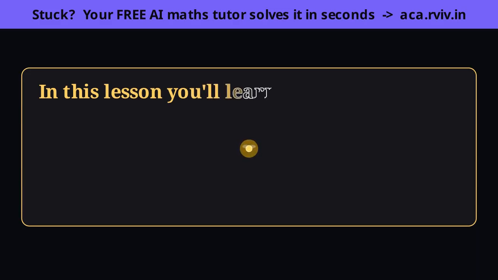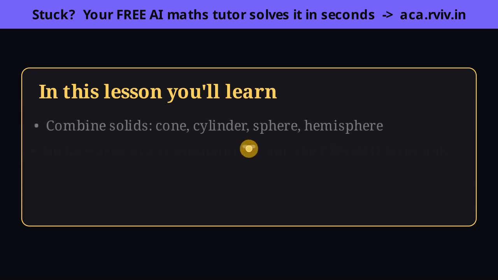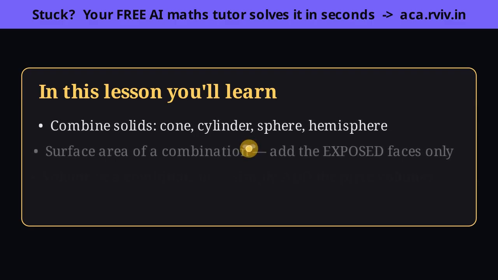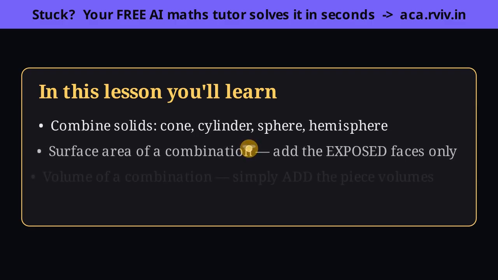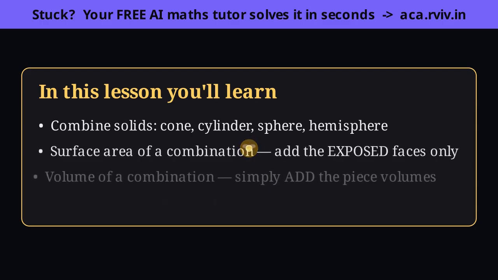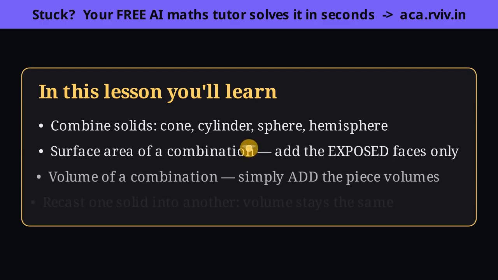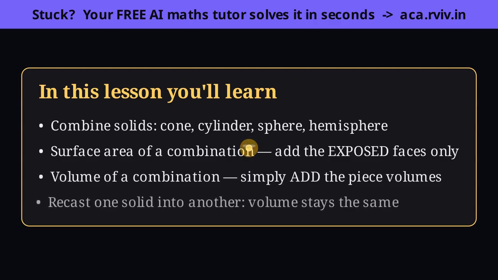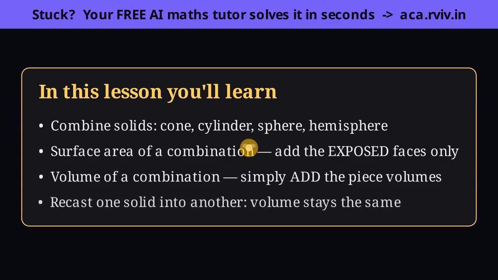You learn one careful rule for surface area. Add only the faces you can still see and touch, never the hidden join. You learn the easy rule for volume, just add the volumes of the pieces. And you'll melt one solid and recast it as another, where the volume never changes. We'll use pi as 22/7 wherever the textbook does, working every example and exercise slowly, before finishing with exam practice.